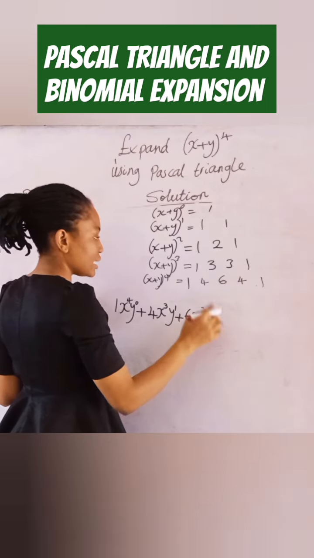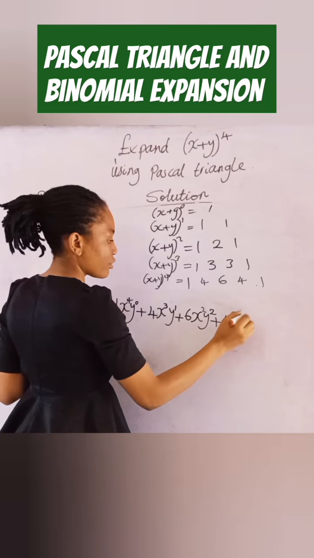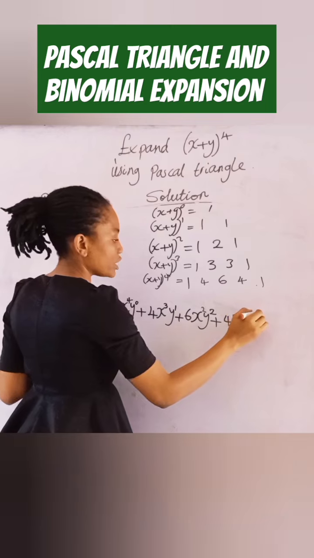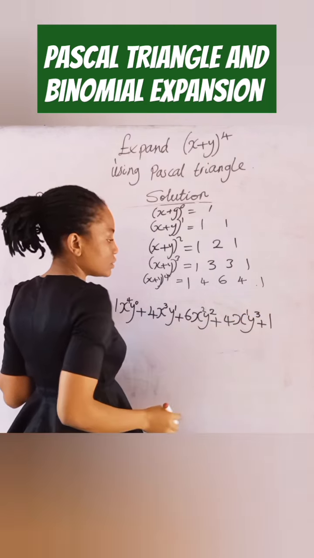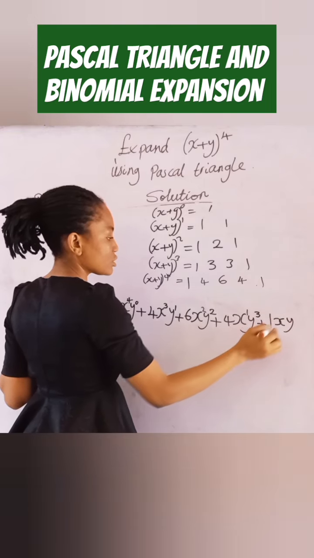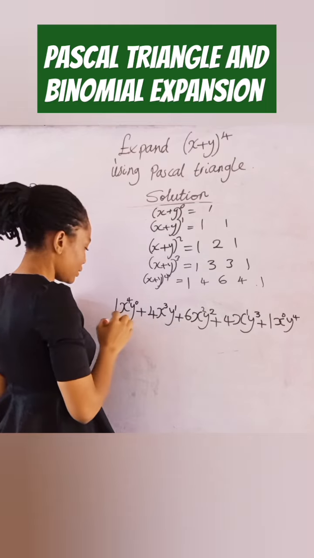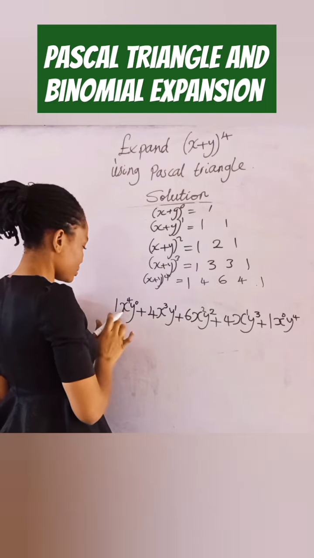All right. Then the next coefficient is what? 4. Now, the product of x and y again, x will reduce by 1, y will increase by 1 to become 3. Then the last one is 1. The product of x and y, x becomes 0, y becomes 4. All right. Now, the next thing we'll do here is to simplify this last stage.